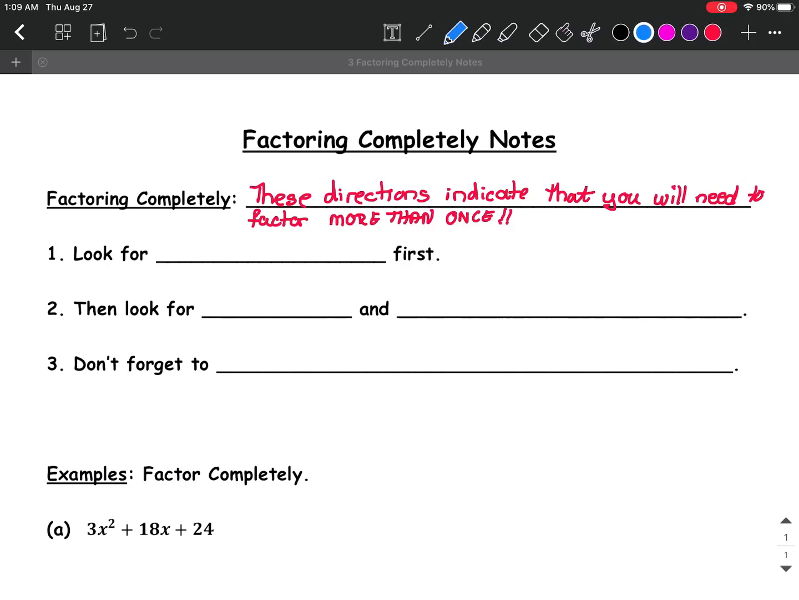Okay, so the first thing you're going to do is look for the greatest common factor first. That's the first thing you look for. Next, look for your difference of two squares, and then your trinomial factoring. It's going to be one of those, okay? It's either going to be the difference of two squares, or it's going to be your trinomial factoring. Now, before you do your difference of two squares or your trinomial factoring, don't forget to bring down the greatest common factor. And you'll hear me say, pull it out, pull it down.